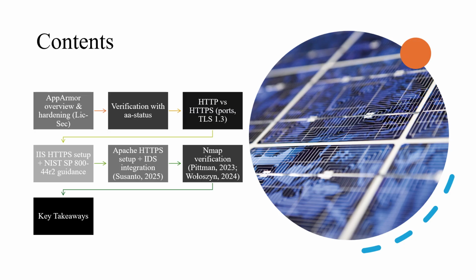From there, I'll discuss server platforms. On Windows Server 2022, we'll use IIS to configure HTTPS and apply hardening. On Linux, we'll use Apache to do the same, and we'll look at recommendations from both Canonical and academic research. Finally, we'll verify everything with Nmap, checking open ports, TLS protocol, and ciphers. I'll wrap up with a summary of the most important takeaways.